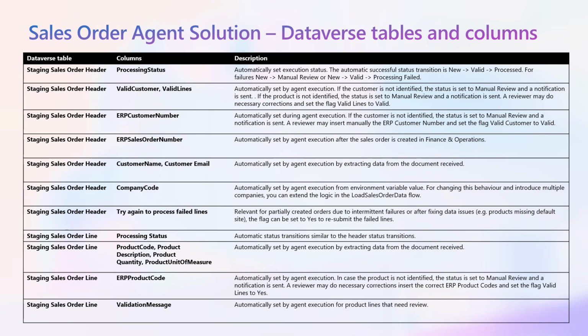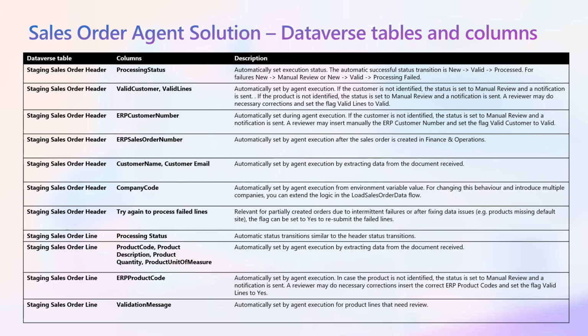Try again to process failed lines is a flag that is relevant for retrying partially created orders due to intermittent failures. Company code is automatically set by the agent with the value read from an environment variable called company code. In order to change this behavior and to introduce multiple companies, you can extend the logic, as we will see in the next couple of minutes.